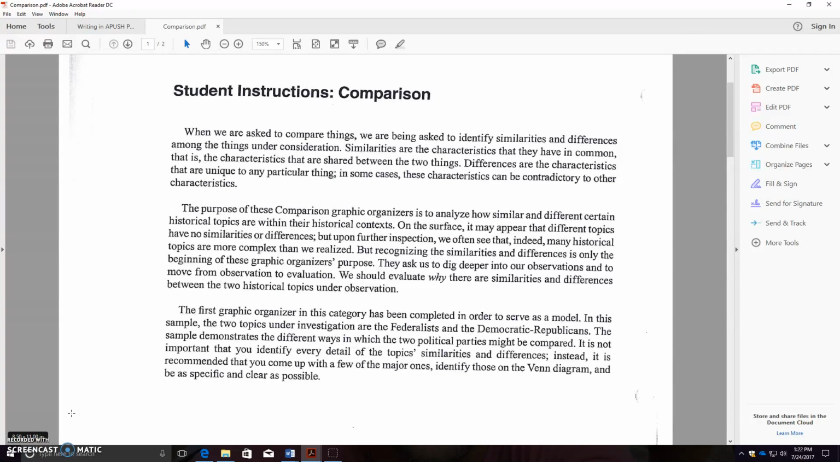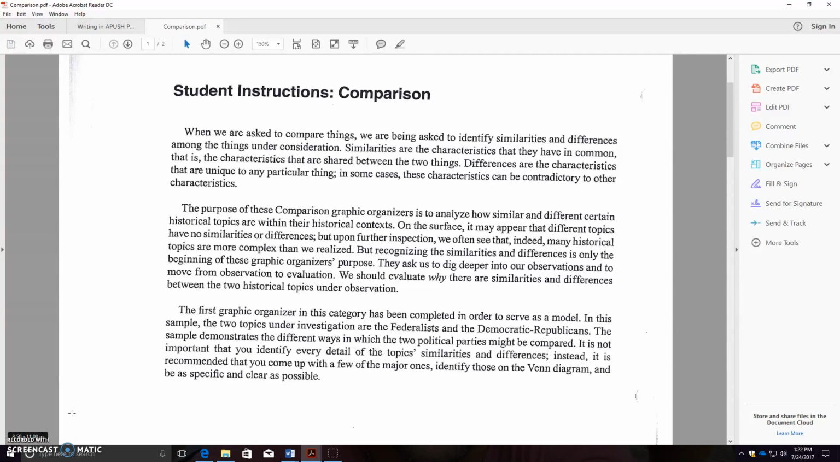This video is going to cover the brainstorming process and the thesis writing process for the comparison essay on the APUSH exam. When we are asked to compare things, we are being asked to identify similarities and differences among the things under consideration. Similarities are the characteristics that they have in common. That is, the characteristics that are shared between the two things. Differences are the characteristics that are unique to any particular thing. In some cases, these characteristics can be contradictory to other characteristics.